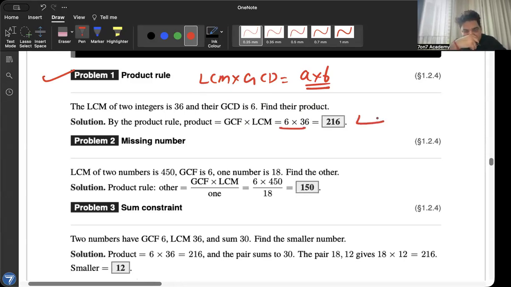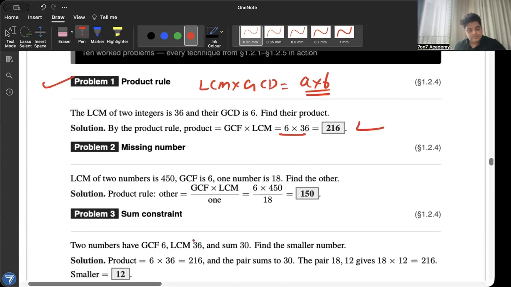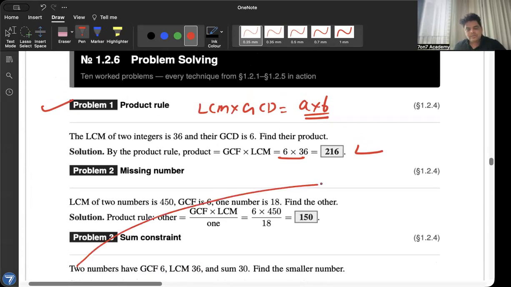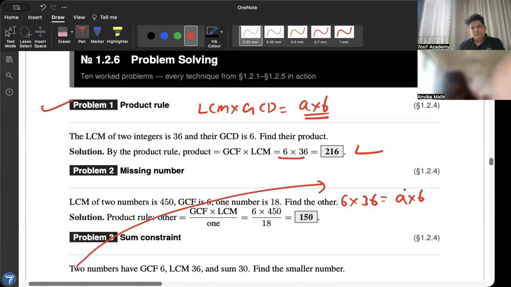Okay, the LCM of two numbers is this, the GCD of two numbers is this, one number is this. Can you find the other number? Yes? Okay. So the two numbers' GCD is 6, LCM is 36, and the sum is, can you do this? So I shall do this. GCD is 6, LCM is 36. So 6 into 36 is the product of the numbers. And the sum A plus B is 30. So you have two equations now, beta.